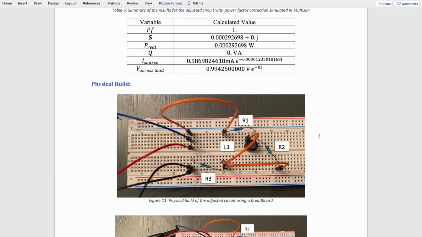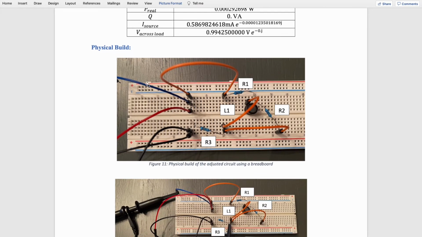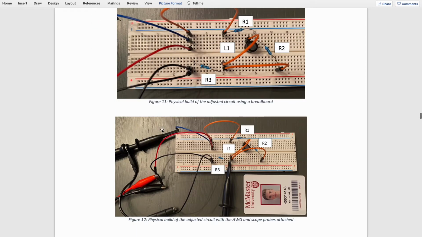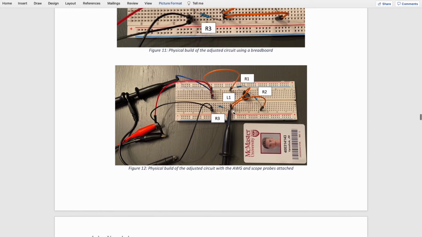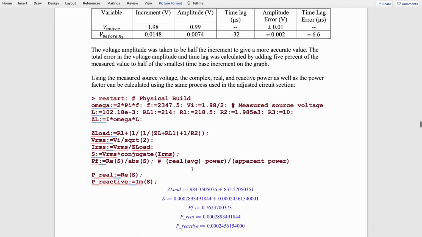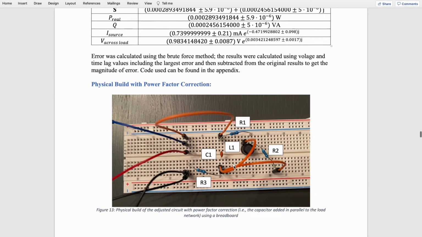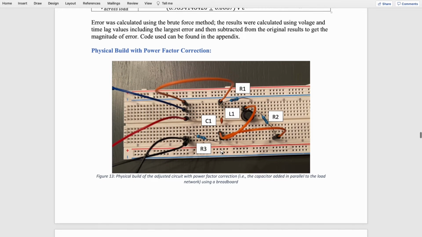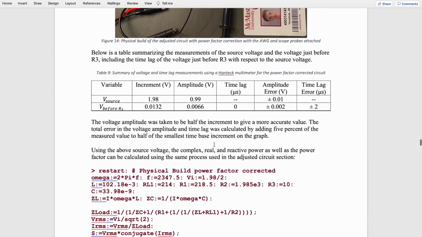I tried to build this as close to the circuit diagram as possible. The red and black wire are used to hook up the AWG, and we have blue wire just to measure the output signal, an extra ground connection to reduce signal noise, and then the voltage just after the load network measurement. In these measurements there will be some error, and we can use the same approach we used for the analytical approach.